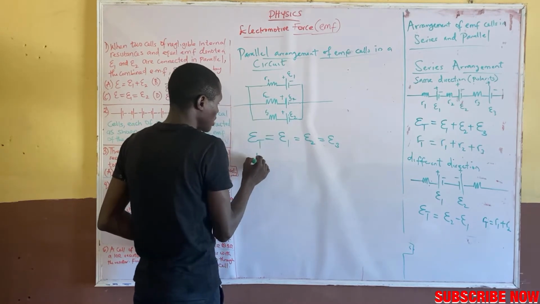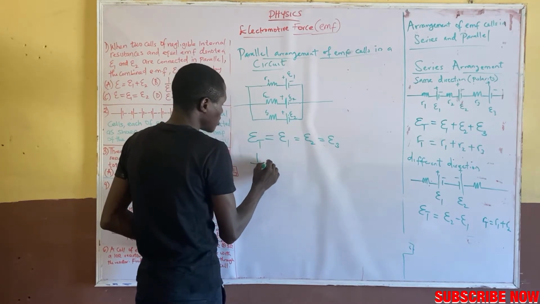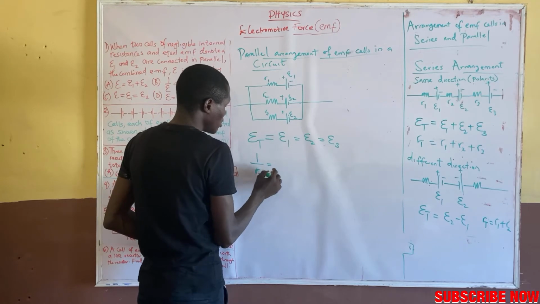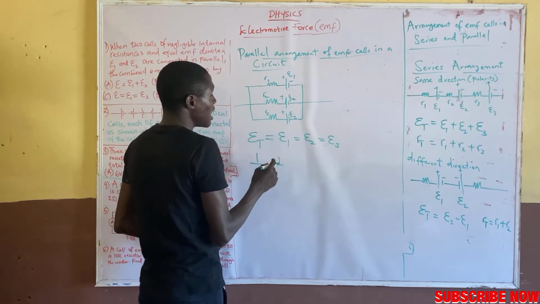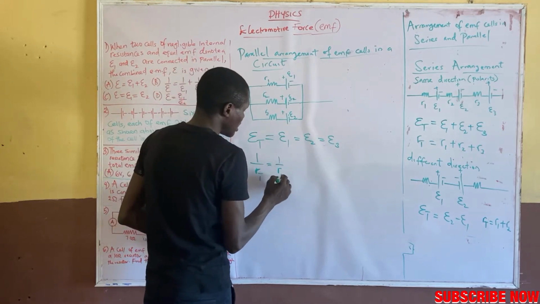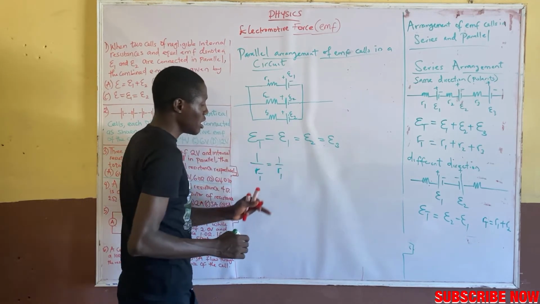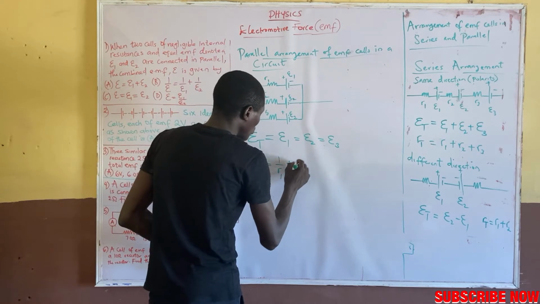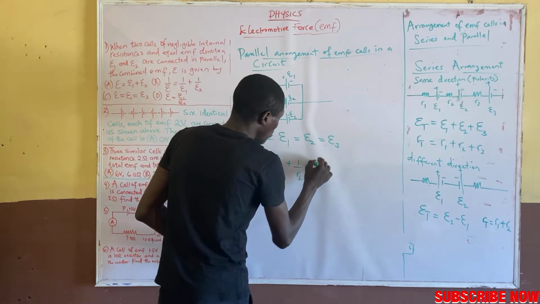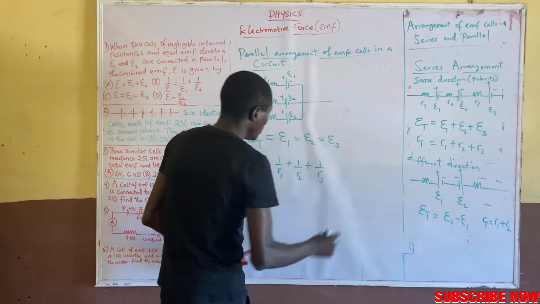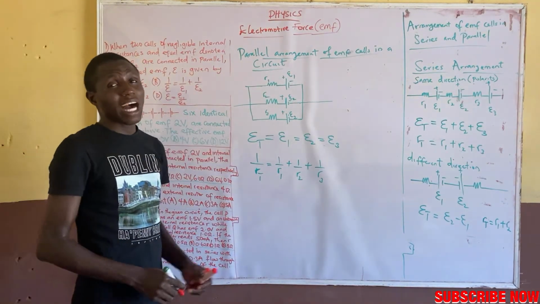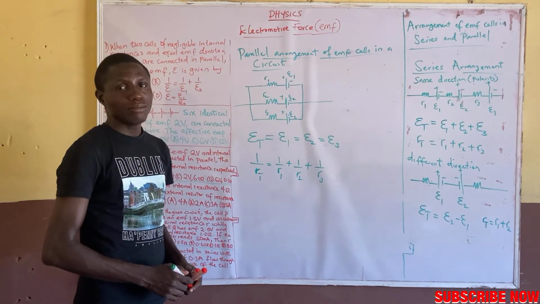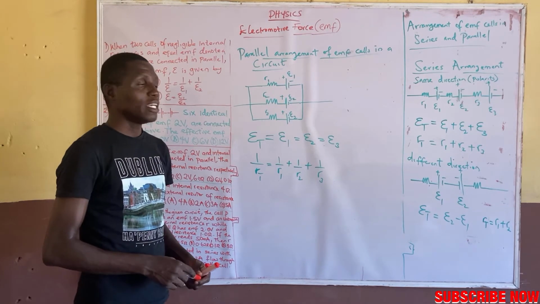is calculated now. The total internal resistance is obtained by adding up the reciprocal of individual resistance. That is 1 over R1 plus 1 over R2 plus 1 over R3. So this is how you calculate the internal resistance for the parallel arrangement of EMF.